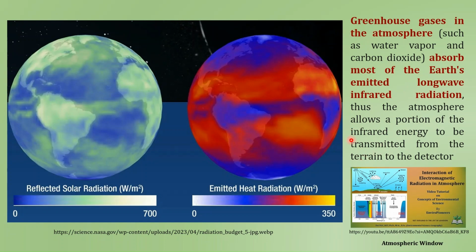So this range of infrared spectrum which gets transmitted through the atmosphere is referred to as the thermal infrared atmospheric window. Atmospheric window is the range of electromagnetic spectrum which passes through the atmosphere without much attenuation. You can refer to this particular video for more detail.